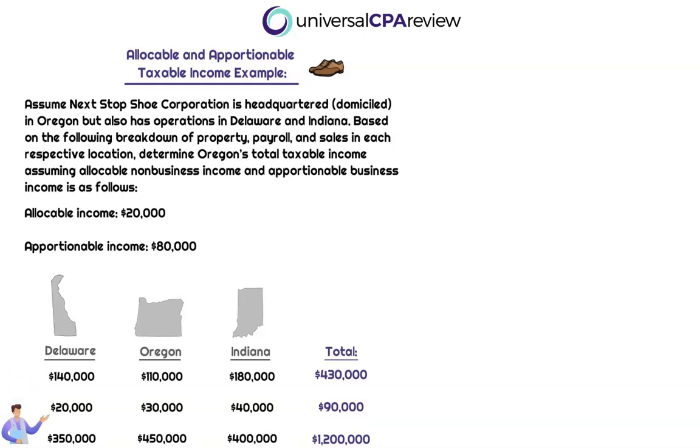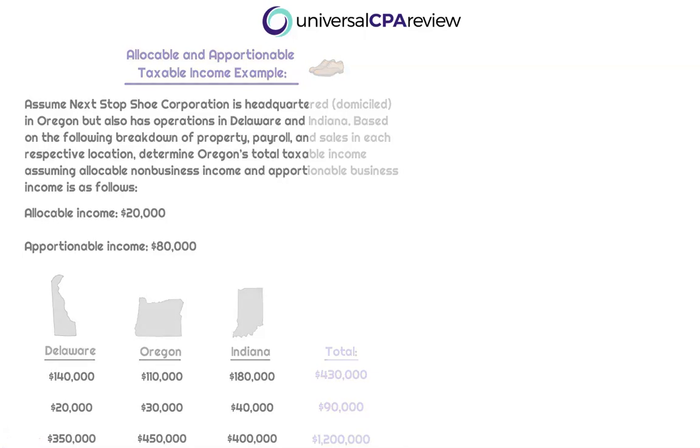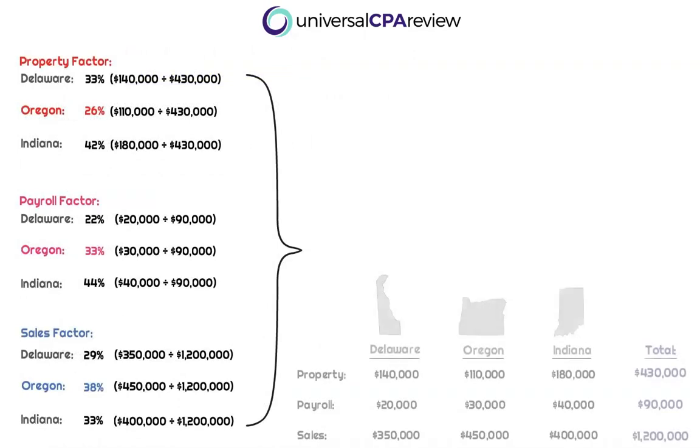When it comes to payroll, Delaware would have $20,000, Oregon $30,000, and Indiana $40,000. The total amount would be $90,000. When it comes to sales, Delaware would have $350,000, Oregon $450,000, and Indiana $400,000. The total amount will shake out to $1.2 million. Okay, so again, we're focused on Oregon.